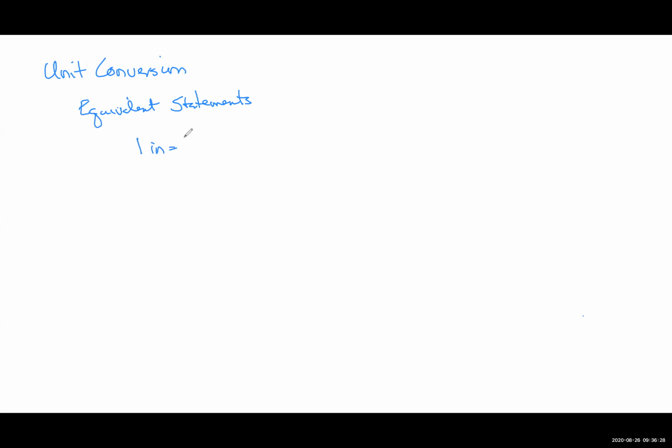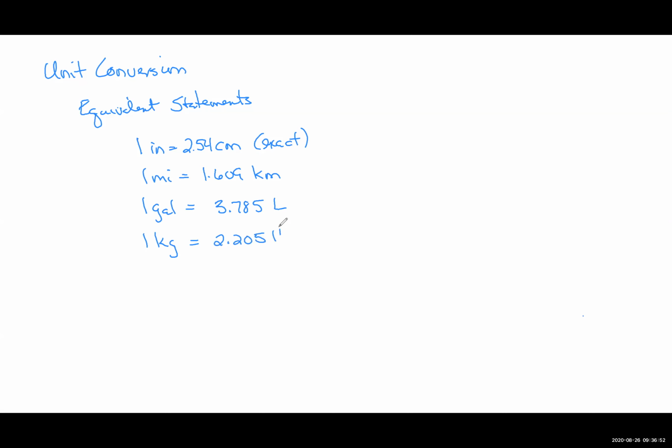1 inch equals 2.54 centimeters. It turns out that this is really pretty exact. You could have that 1 mile is equal to 1.609 kilometers. That's only 4 sig figs. 1 gallon is equal to 3.785 liters. 1 kilogram, right? I'm just writing down a couple that are commonly used in problems.